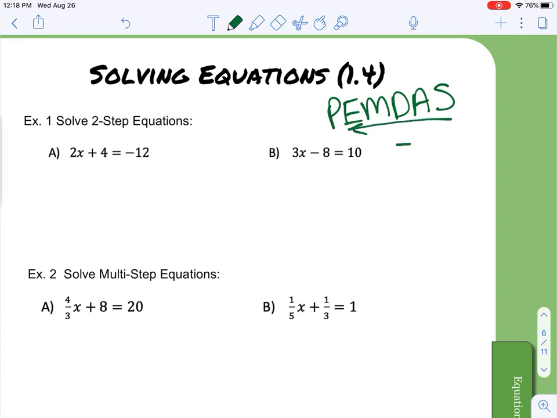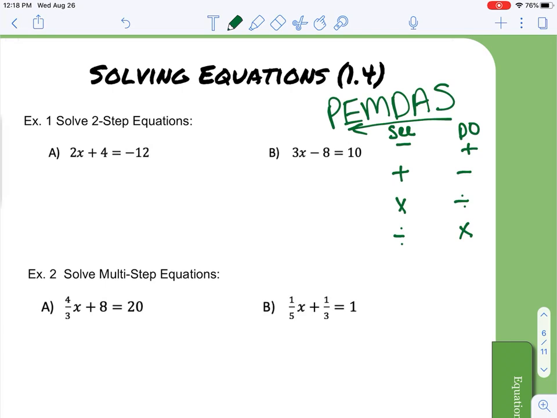Also, it's good to note that if I see subtraction, I'm going to add. If I see addition, I'm going to subtract. If I see multiplication, I'll divide. If I see division, I will multiply. So we do the opposite operation of what we see.